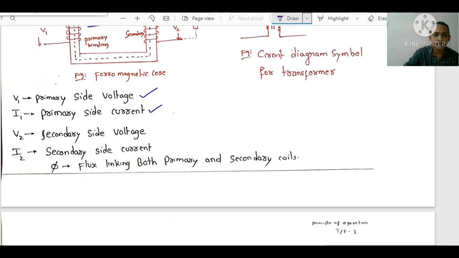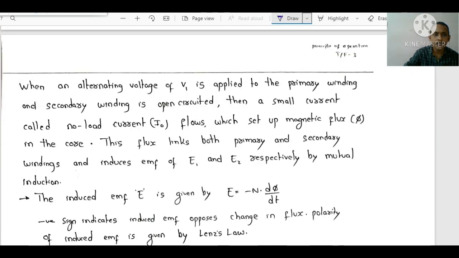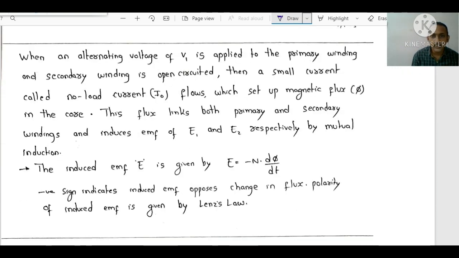Now what happens is, when some voltage V1 is applied on the primary winding, no load is yet connected to the secondary winding, so the secondary winding is open circuited.